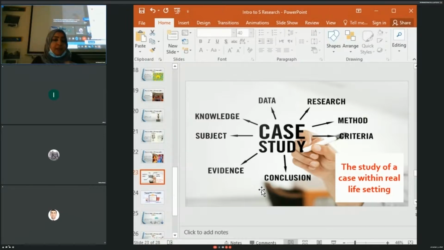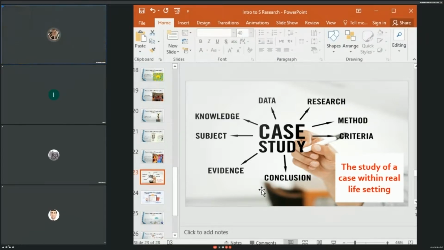The last kind here with the qualitative research is called the case study, which is somehow related to phenomenological studies. It's somehow related to ethnographic studies, but it's smaller. So the ethnographic study is the larger one among all other kinds of qualitative research. Case study is the smallest one, let's say. With a case study, we are studying a case within real life settings. So the case should be very limited. It can be one person.